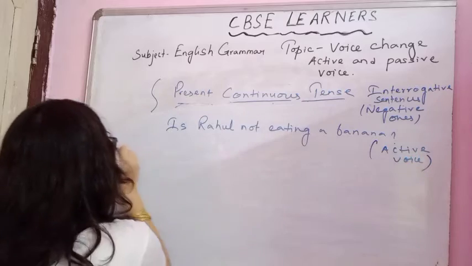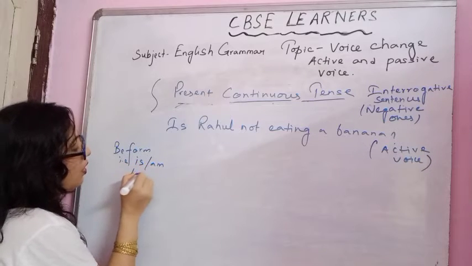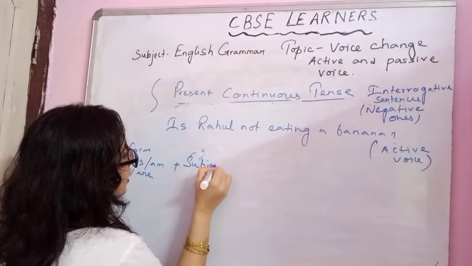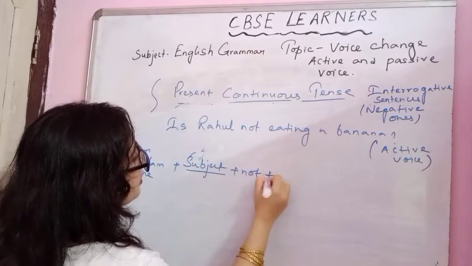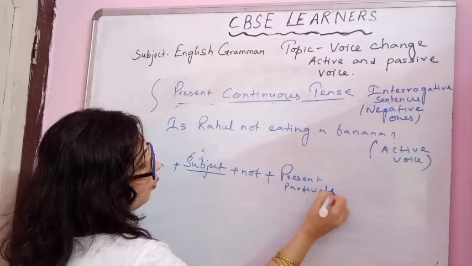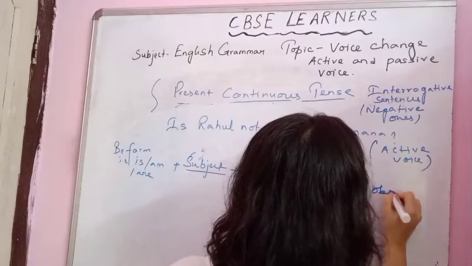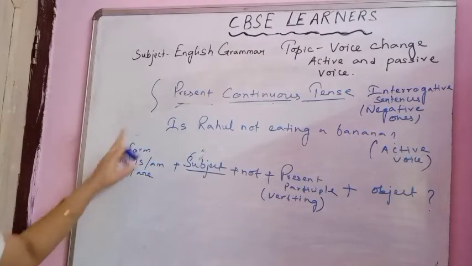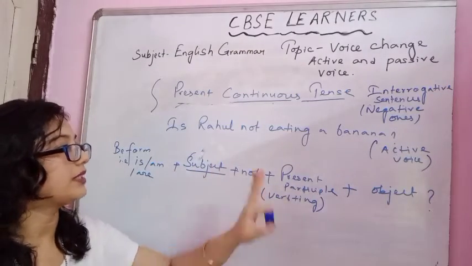Now let's construct the formula. Be form, that is is, am or are, plus Rahul, which is the subject, so subject plus not, plus present participle, which is verb plus ing, plus object, with a question mark. So in the active voice it is is, am or are, plus subject, plus not, plus present participle, verb plus ing, plus a banana.